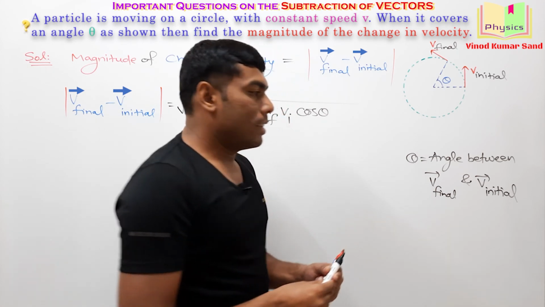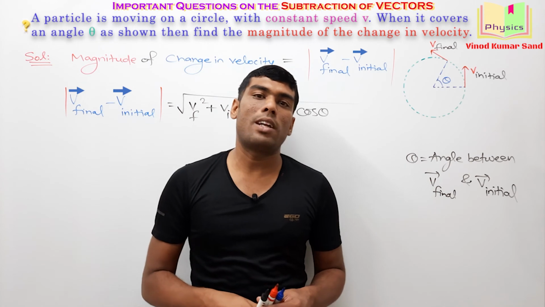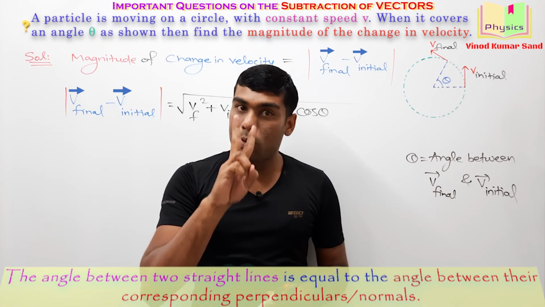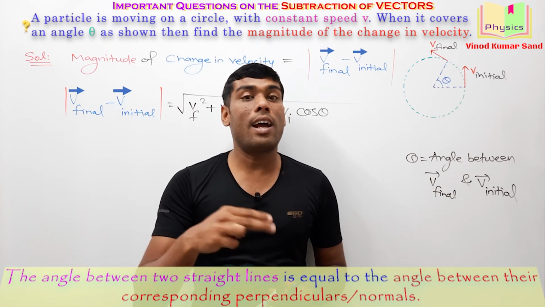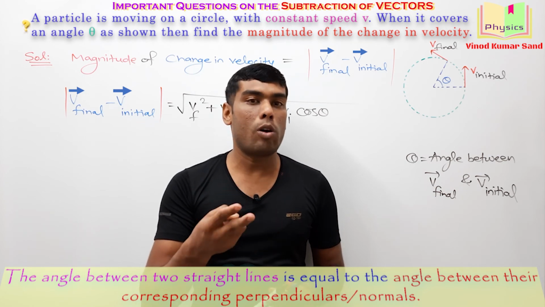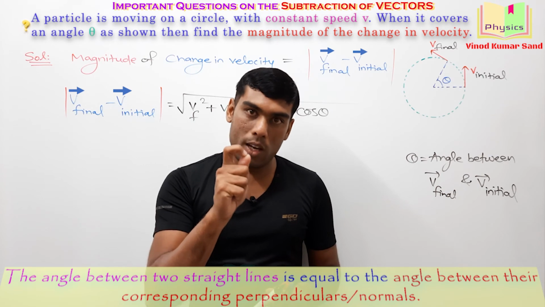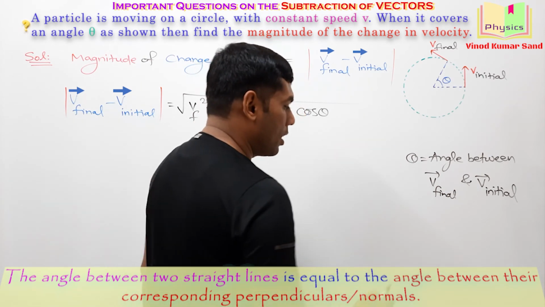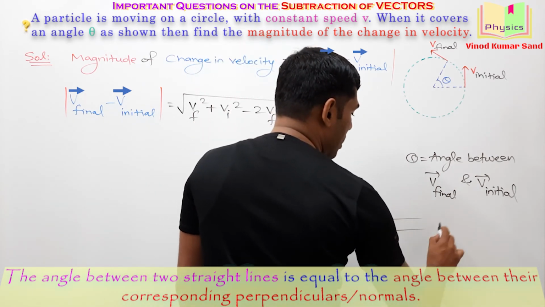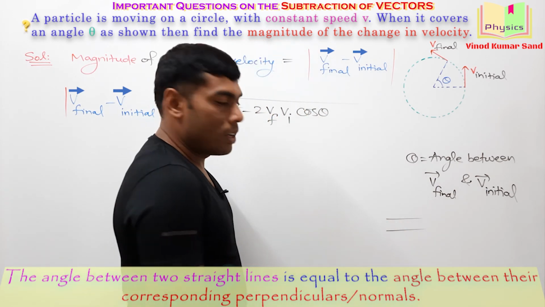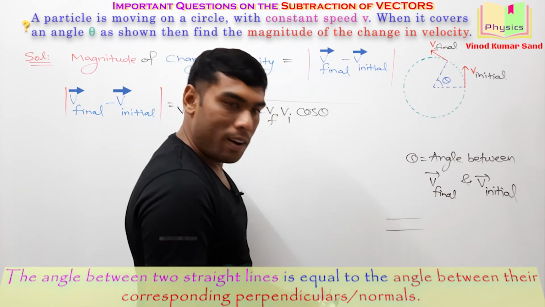Why? There is a nice statement in mathematics. The angle between two lines and the angle between their corresponding normals or perpendiculars is always the same or equal. Why? Let's check it here. Suppose these are two lines. What is the angle between them? 0 degree. They are parallel.